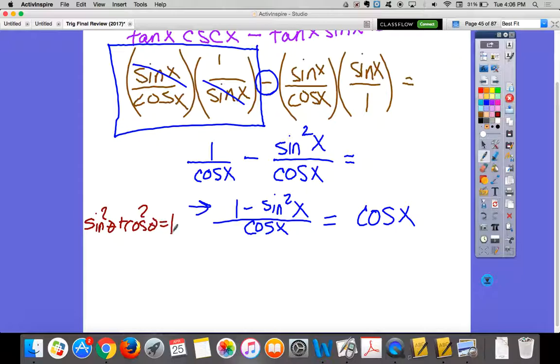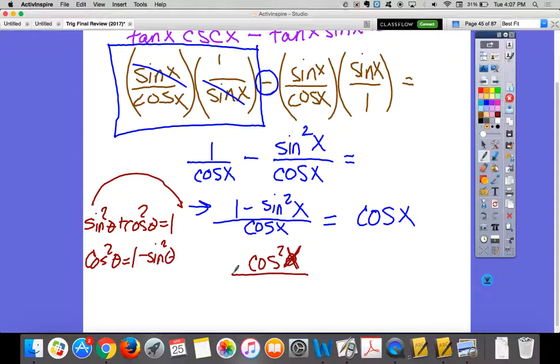Remember, you can rearrange it. If you move the sine squared over, that's going to be cosine squared equals 1 minus sine squared. You can swap them out. So if you got 1 minus sine squared, switch it. That's cosine squared of x, over cosine. Now, you're sitting pretty at this point because you've got 2 cosines up there.